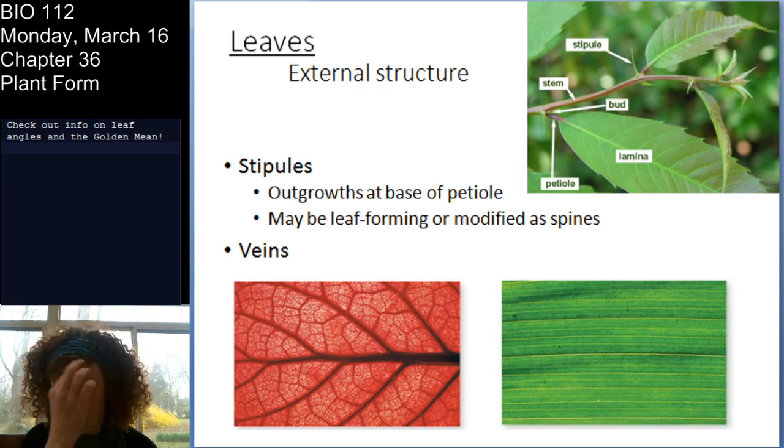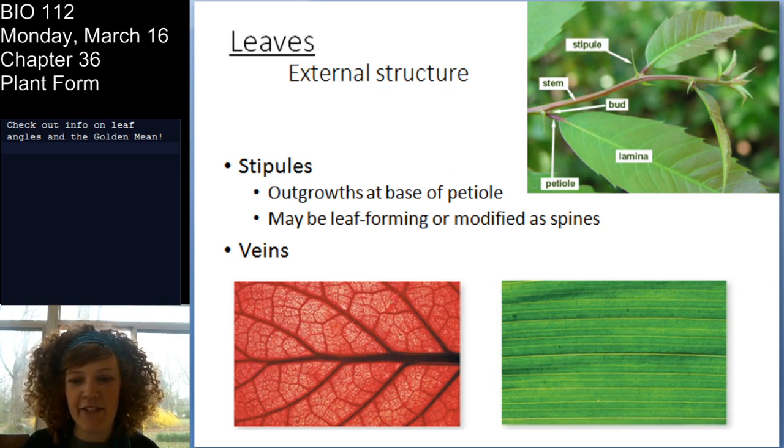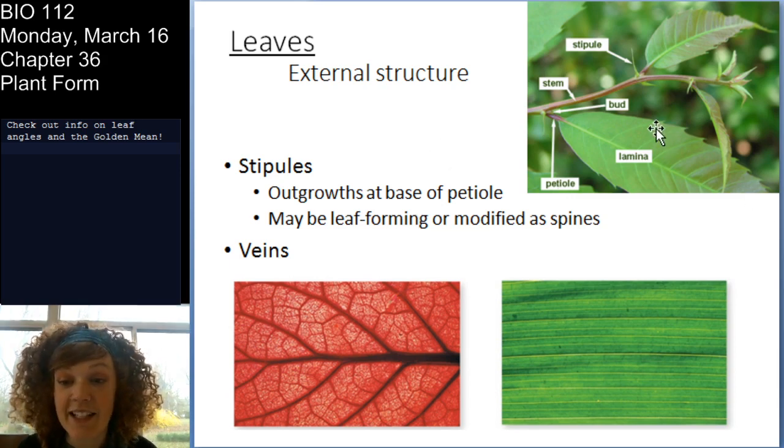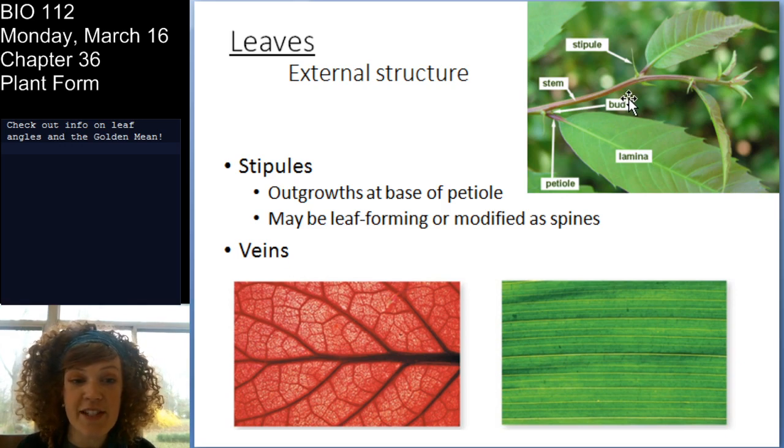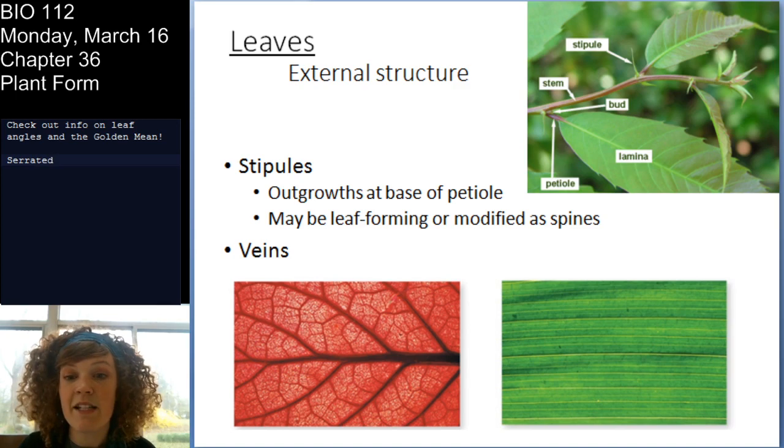Okay. So, here we are. Leaves. Let's look at the outside of the leaf. This leaf, we call this leaf serrated. Let me put that word up here. Serrated. They have serrations. That means that the leaf has teeth. That's what that means.